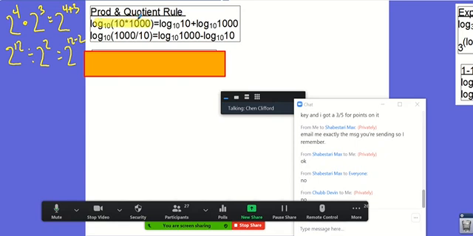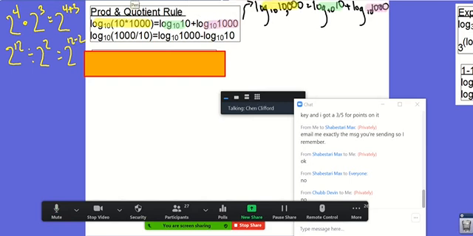I'll put that in yellow. So that's log base 10 of 10,000, plus log base 10. So this is the yellow. They match. The green, they match. And the pinks, they match.